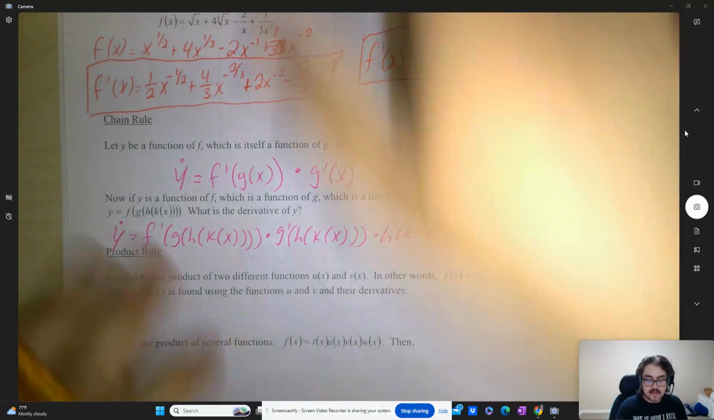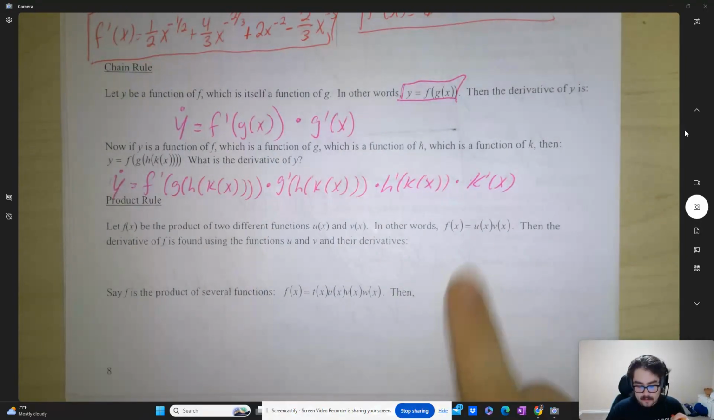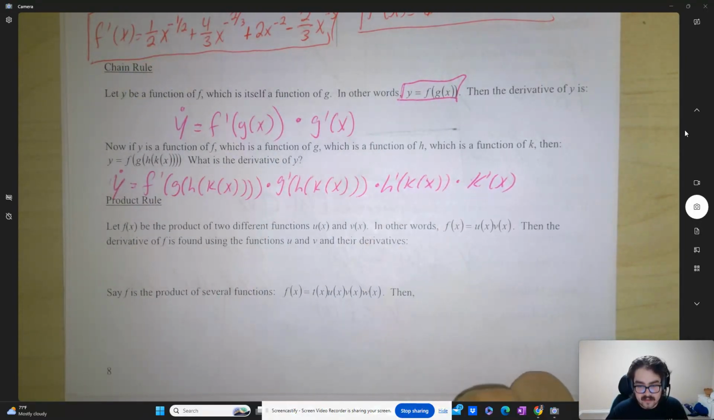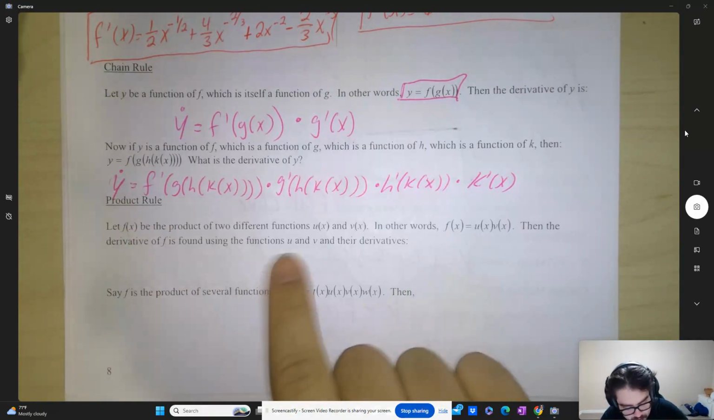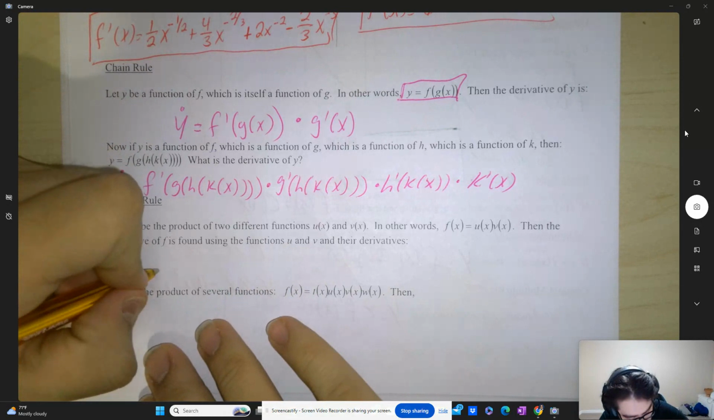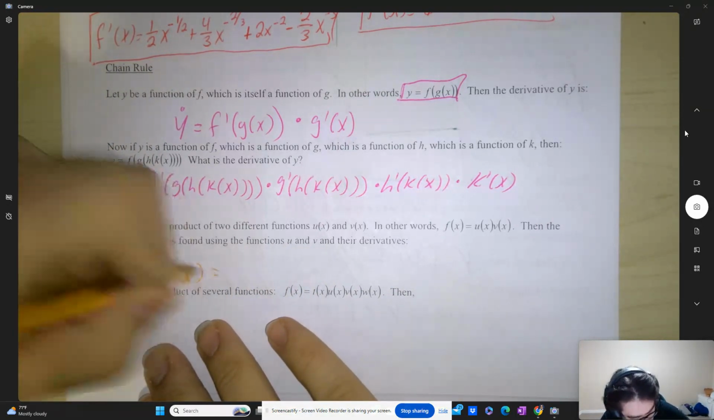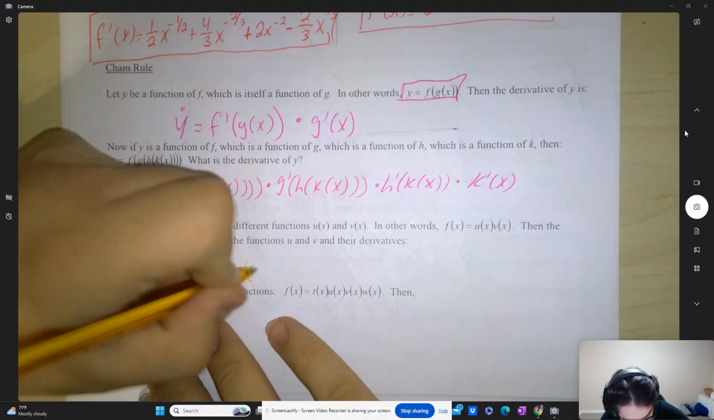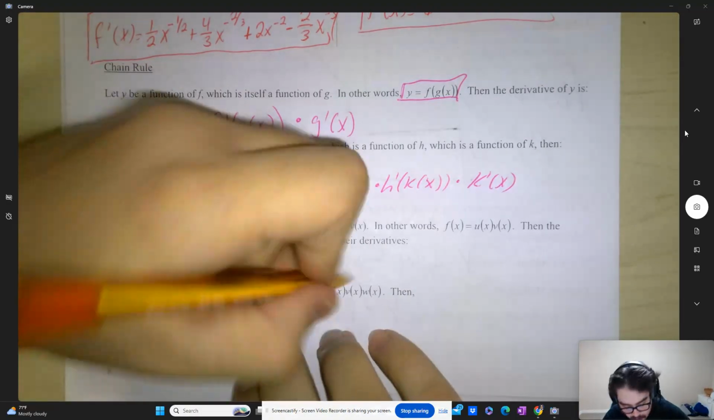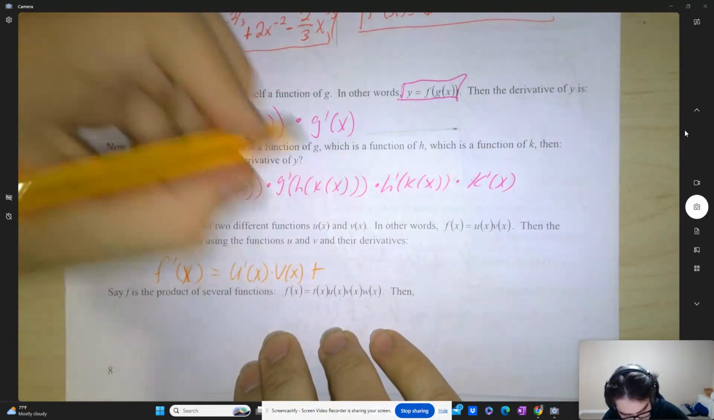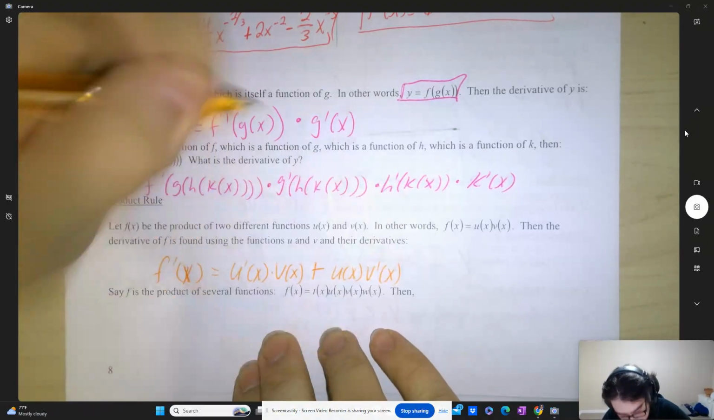Nothing too crazy. The product rule is that if you have two different functions that are being multiplied by each other, u and v, the derivative is found by using the functions u and v and their derivatives. So f prime of x would simply be u prime of x times v of x. So we leave the v alone here. And then we have to add to that u of x times v prime of x. Okay?